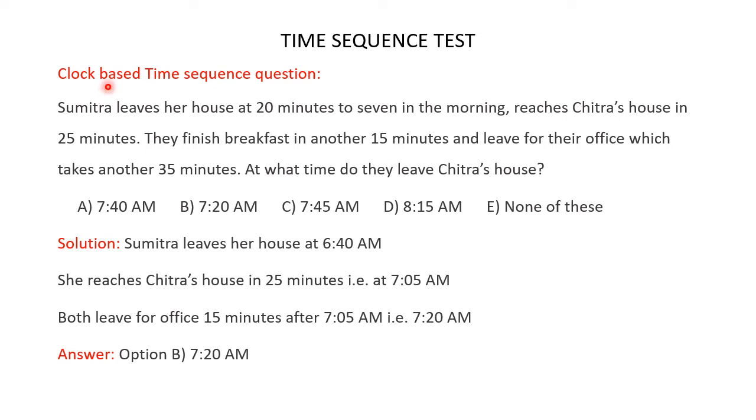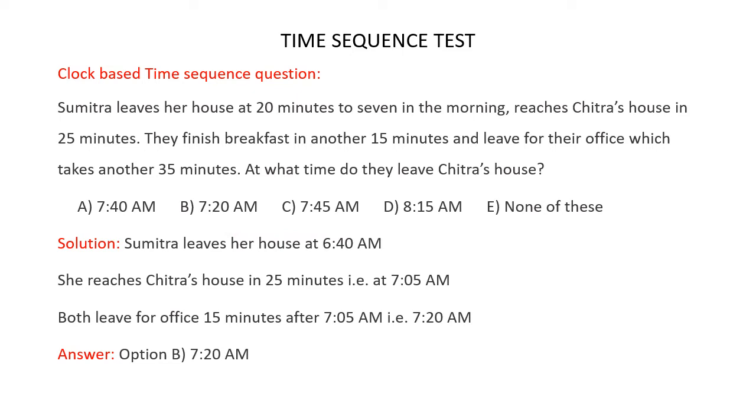Let's now solve one type of clock-based time sequence question. Sumitra leaves her house at 20 minutes to 7 in the morning. Reaches Chitra's house in 25 minutes. They finish breakfast in another 15 minutes and leave for their office, which takes another 35 minutes. At what time do they leave Chitra's house? Here you are given 5 options and you have to find out which of these options is the correct one.